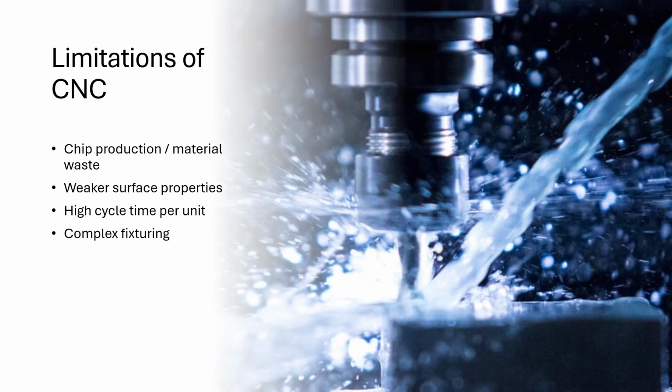CNC machines are capable of producing a wide variety of part geometries. They are not well suited to all applications. The primary limitations of CNC machining include excessive chip production and material waste, weaker surface properties, higher cycle time per unit, and complex fixturing requirements. However, their ability to produce a broad range of parts with limited custom tooling makes them indispensable in manufacturing industries.